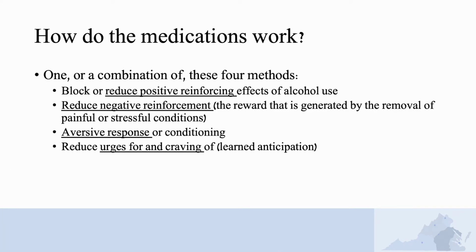So first, let's talk about how these medications work. Medications for alcohol use disorder, or AUD, are often referred to as anti-craving medications, and that is true for some of them. However, there are possibly more mechanisms by which they work. Generally speaking, the two most pronounced ways in which we think most of them work is by decreasing craving, otherwise known as the urge to drink alcohol or the learned anticipation of drinking alcohol, and by reducing the euphoric and other positively reinforcing effects of drinking.